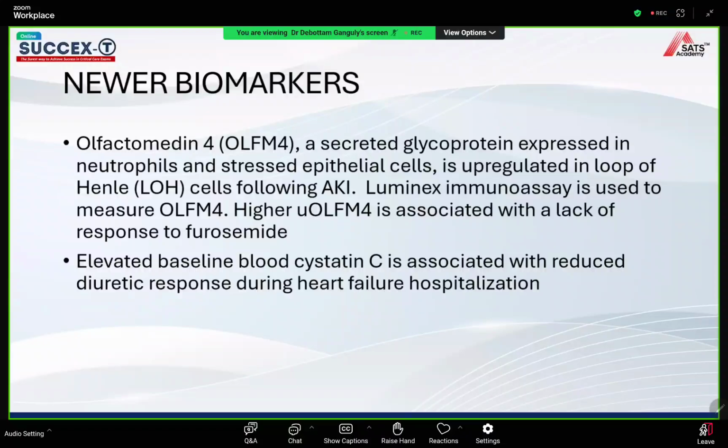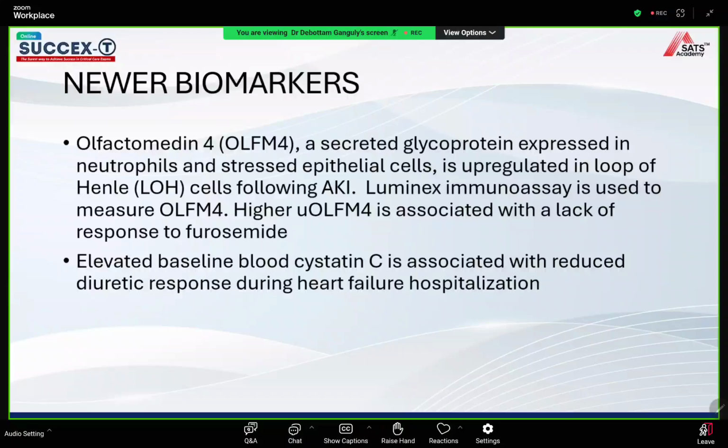So newer markers that can predict diuretic responsiveness include olfactomedin 4, a secreted glycoprotein expressed in neutrophils and stressed epithelial cells, which is upregulated in the loop of Henle, particularly in AKI. Luminex immunoassay is used to measure this olfactomedin 4, and a higher olfactomedin 4 is associated with lack of response to furosemide. But this is not in day-to-day practice.